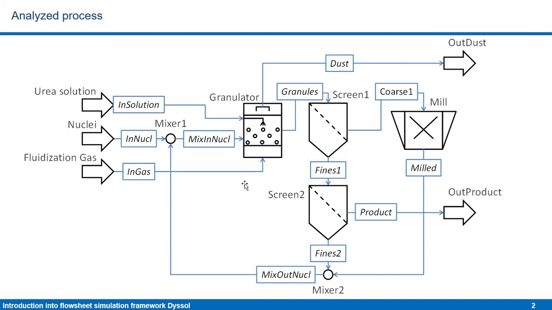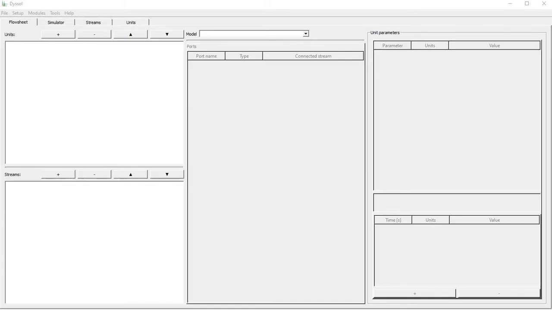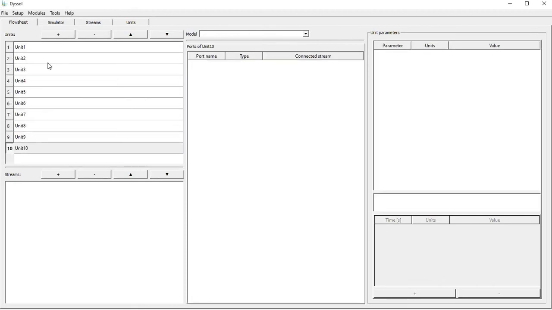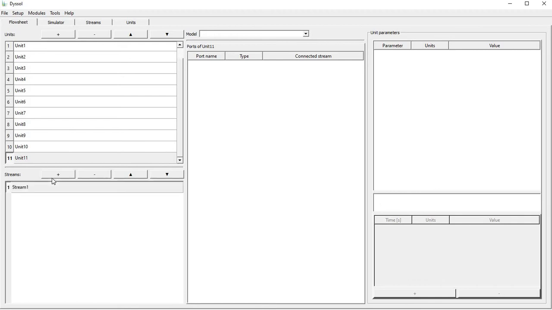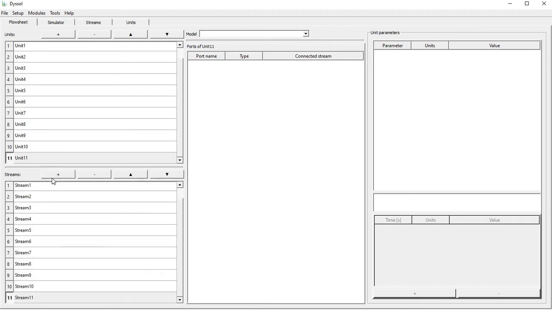Now let's recreate the structure in the Dyssol. Now I've opened an empty instance of Dyssol and I can add a corresponding number of unit operations and a corresponding number of material streams. It says that we need 11 unit operations and 12 material streams.